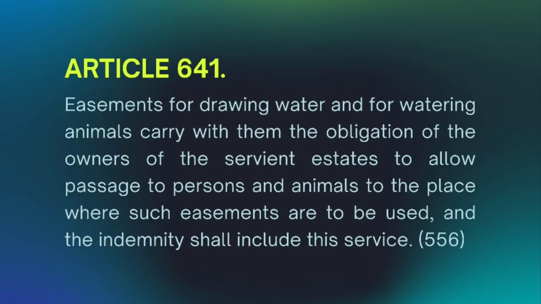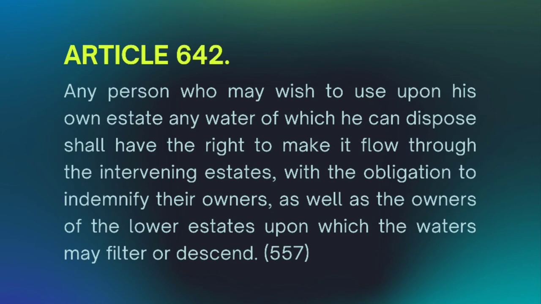Article 641. Easements for drawing water and for watering animals carry with them the obligation of the owners of the servient estates to allow passage to persons and animals to the place where such easements are to be used, and the indemnity shall include this service. Article 642. Any person who may wish to use upon his own estate any water of which he can dispose shall have the right to make it flow through the intervening estates, with the obligation to indemnify their owners, as well as the owners of the lower estates, upon which the waters may filter or descend.